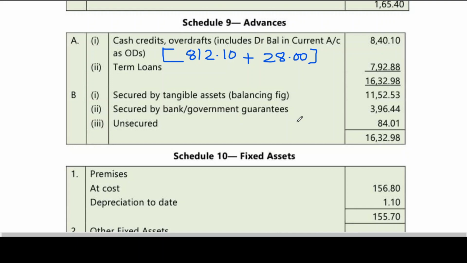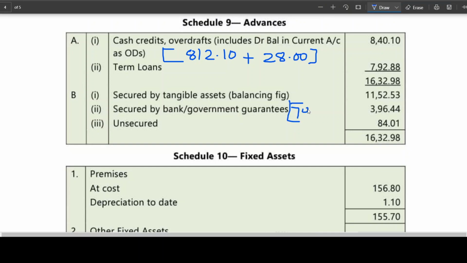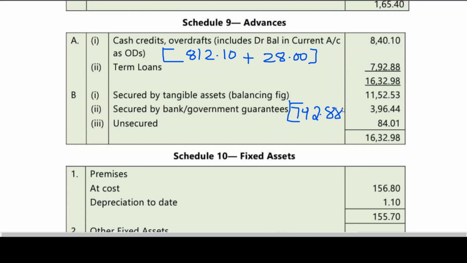If you look at secured by government guarantees, what is the term loan? 792.88 into 50%, if you want, you can calculate, is 396.44. Is this clear? This is about secured by government guarantees.